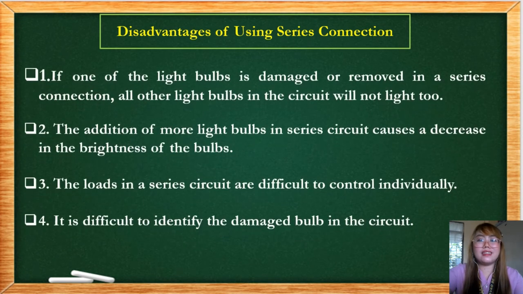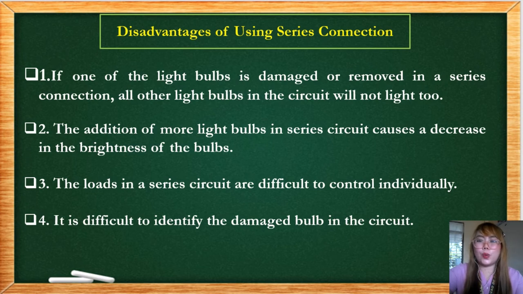How about the disadvantages of using series connection? First, if one of the light bulbs is damaged or removed in a series connection, all other light bulbs in the circuit will not light too. This is because the point where the bulb is damaged or removed causes the circuit to open, resulting to discontinue the flow of current in the circuit.